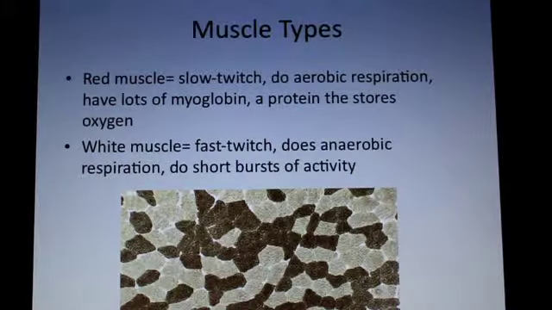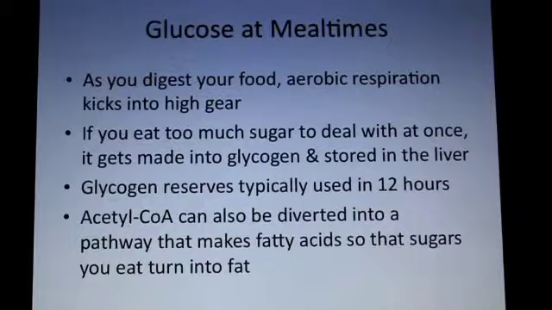The white muscles, on the other hand, are fast twitch. They do anaerobic respiration, so they do short bursts of activity. So if you're sprinting, you're using your white muscles. If you're doing a long controlled run, you use your red muscles.